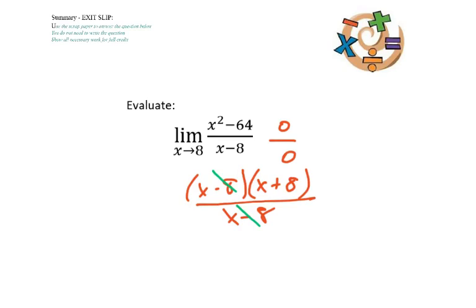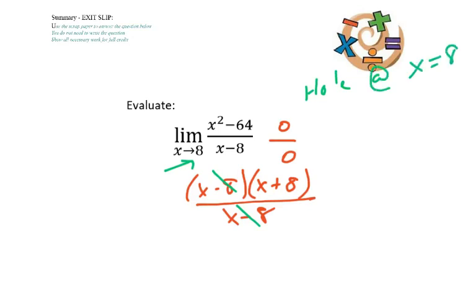Okay, well, as you can see, I didn't actually fully finish the problem yet, but at least this is how we start. So if I were to plug in 8, because that's what my x value is approaching here, I would end up with 0 over 0. So again, that's telling me that I have a hole in my function at that x value.